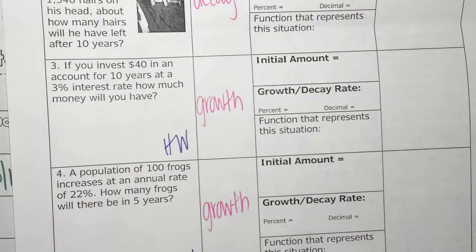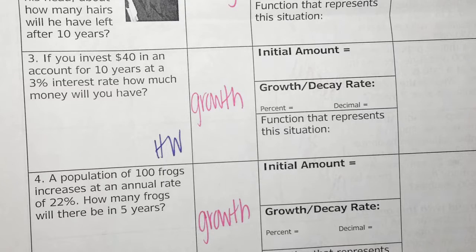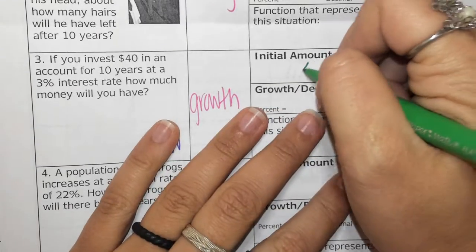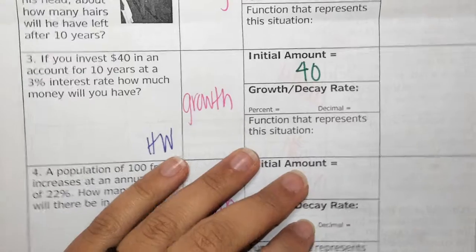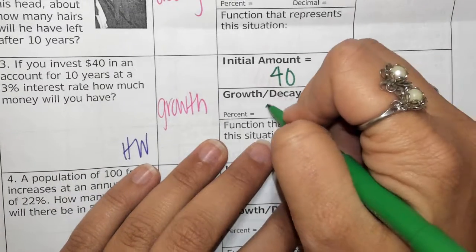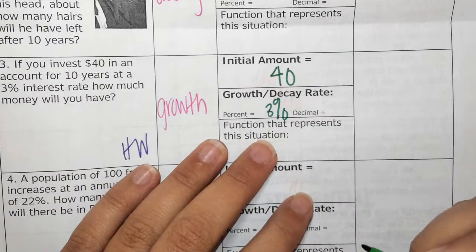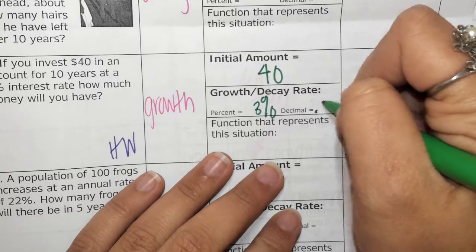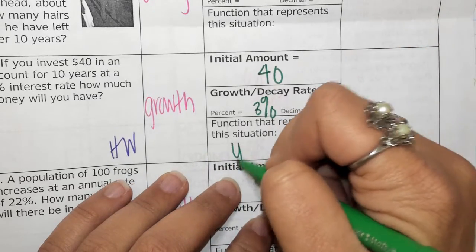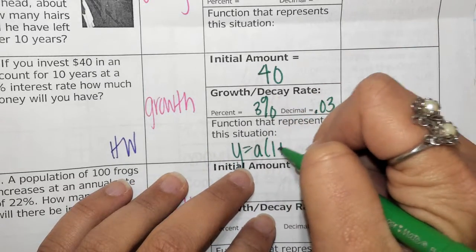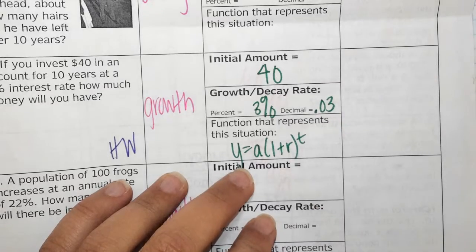So for number 3, it said if you invest $40 in an account for 10 years at 3% interest rate, how much money will you have? All right, so the initial amount is 40. Do we agree or disagree so far? And then the percent was 3%. The decimal would be 0.03, and the function you use is a times 1 plus r to the t power.